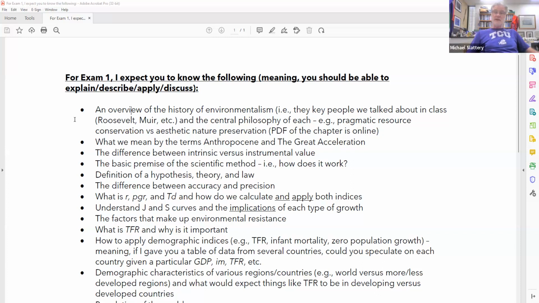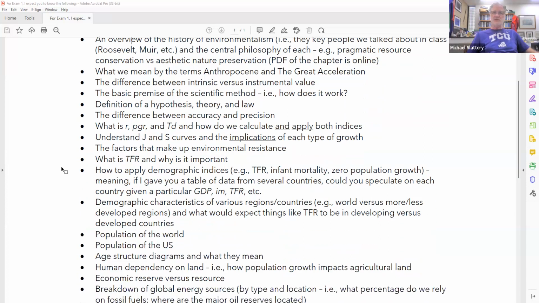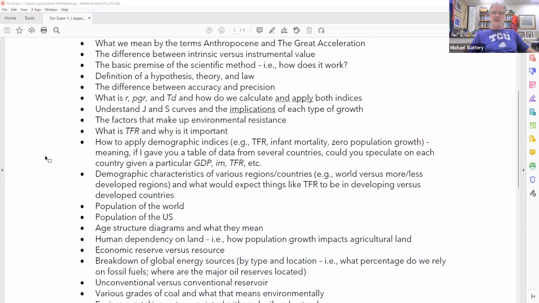The basic premise of the scientific method, how does it work? In other words, make an observation, come up with an educated guess, which is a hypothesis, do your experimentation, and so on. And there's also a slide in there on induction versus deduction. The basic premise of the scientific method also includes the next point, which is what is the difference between a hypothesis, a theory, and a law. I mentioned briefly accuracy and precision at the end of that lecture, so please know that.